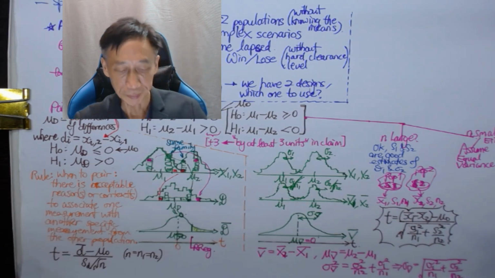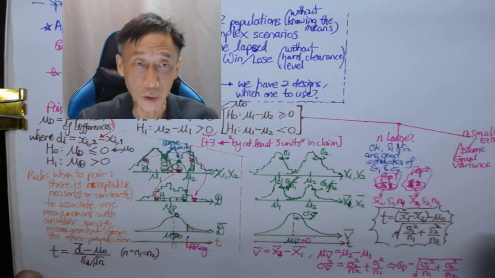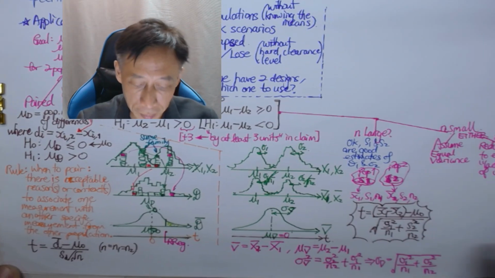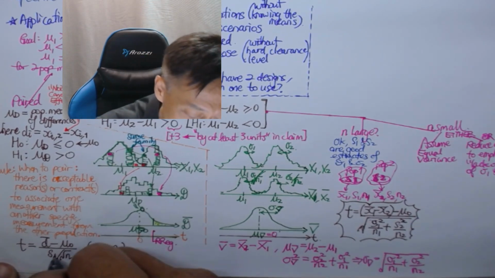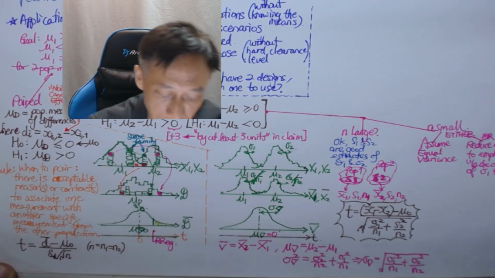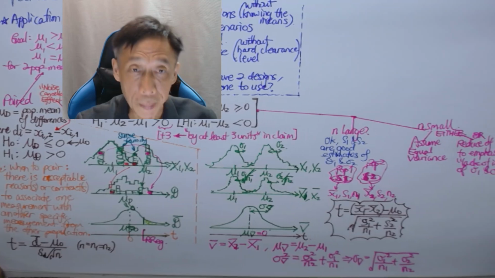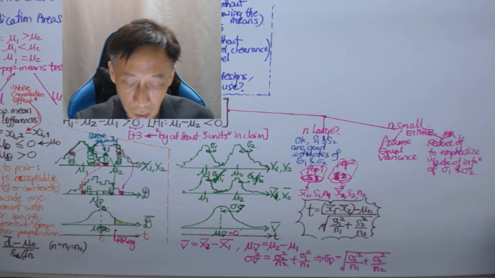Because it's paired. Yeah, okay, so that part is easy to fathom. The sample standard deviation for the D column. Okay, so now back to here.